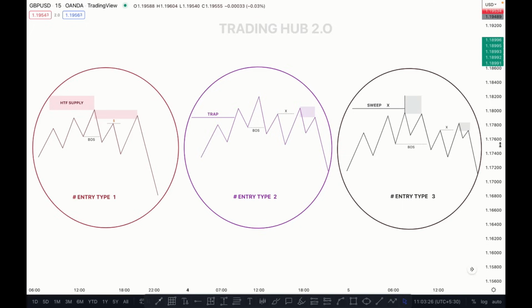And I will show you one more interesting thing: how we can take entry without mitigation of a higher time frame order block zone. I will show you exactly how we can apply three types of entry. These three types of entry can cover more than 80% of entry zones, and the maximum number of entries we can cover. Only follow these rules. These are very powerful and very unique. Let me show you exactly how it works.